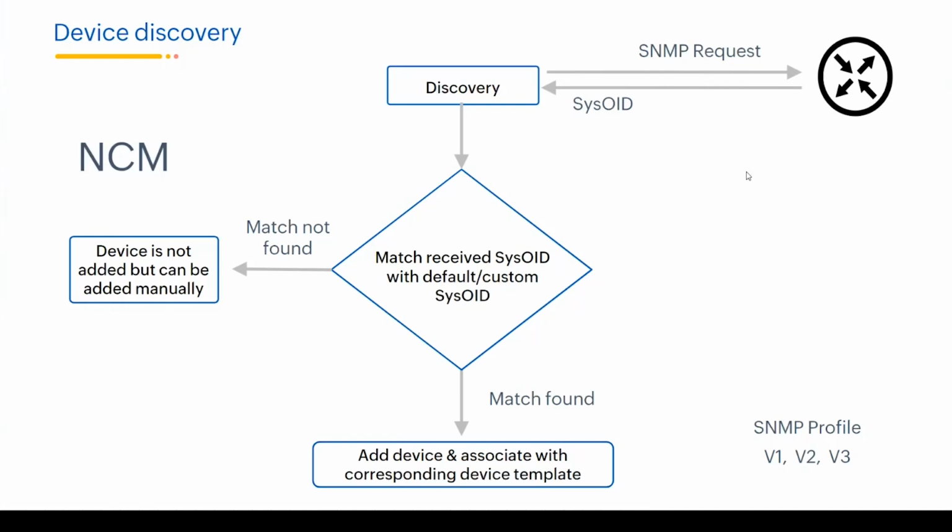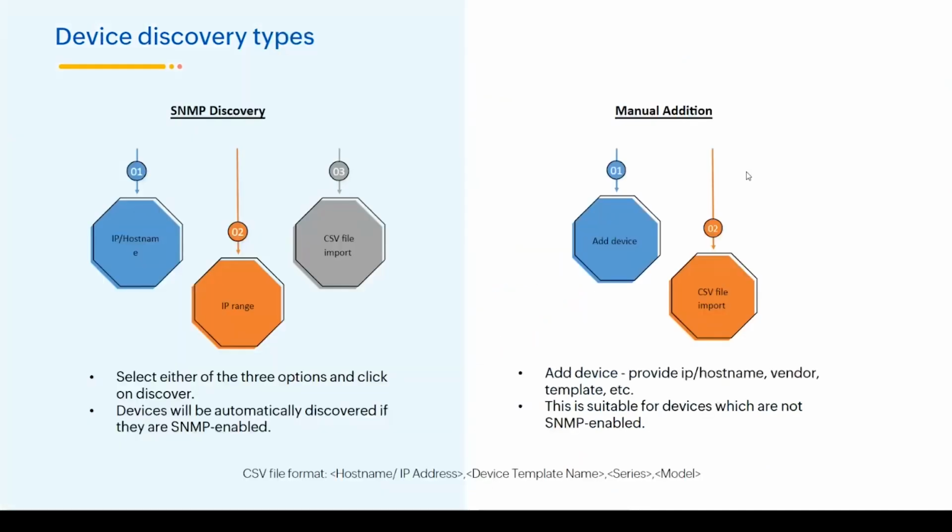And the corresponding device template will also be associated. If the match is not found, that particular device needs to be added manually. You can add the device template as well. The SNMP profiles that we support include version 1, version 2, as well as version 3. There are some of the device discovery types available in Network Configuration Manager. One is the SNMP discovery, and another one is the manual addition. SNMP discovery is for SNMP enabled devices and or SNMP supported devices.